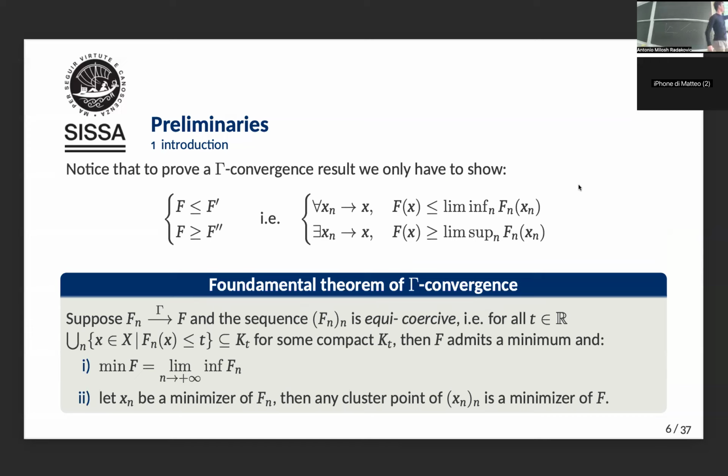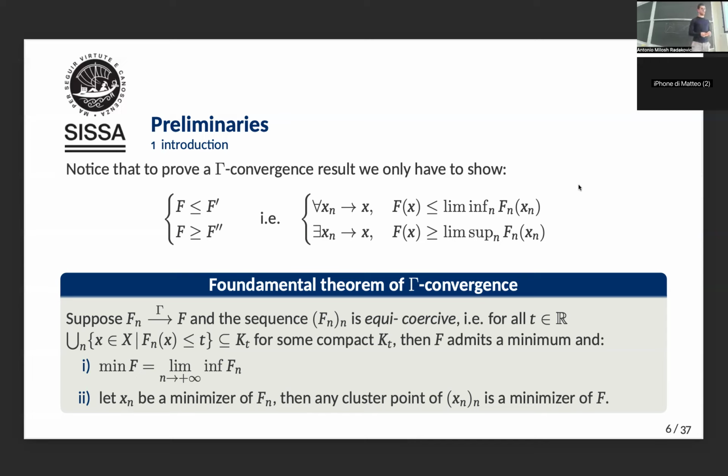So we need these two conditions. One is that for each sequence converging to some point, we want the limit functional evaluated in the limit point to be lower or equal than the limit of the approximating functional evaluated on the approximating sequence. And also we need a second condition, so that for each point there exists a sequence, we will call it the recovery sequence, such that the limit functional evaluated on the point is greater or equal than the lim sup of the approximating functional on the recovery sequence.